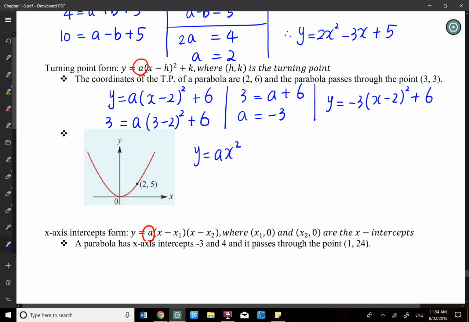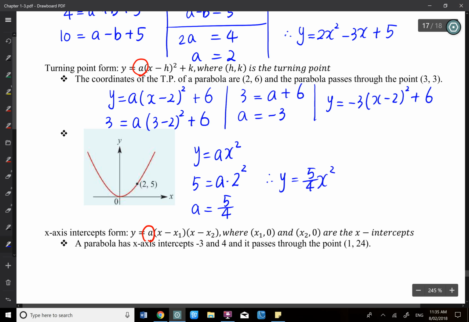So we find another point, which is (2, 5). We just sub it in. 5 equals a times 2 squared. A is just 5 over 4. So y is 5 over 4 x squared.